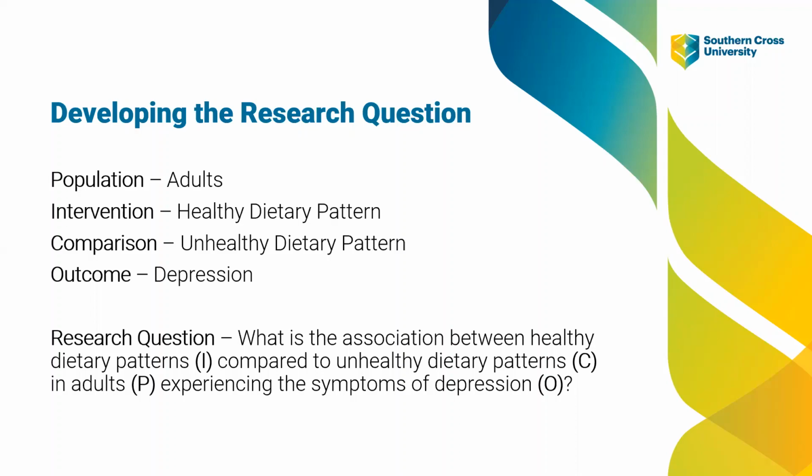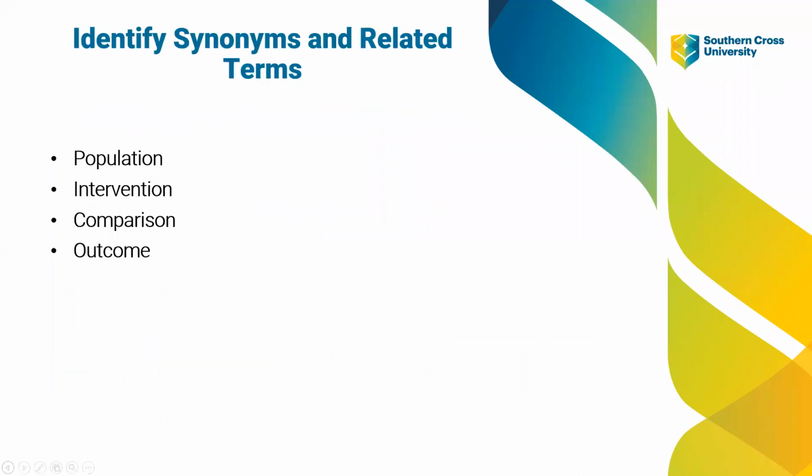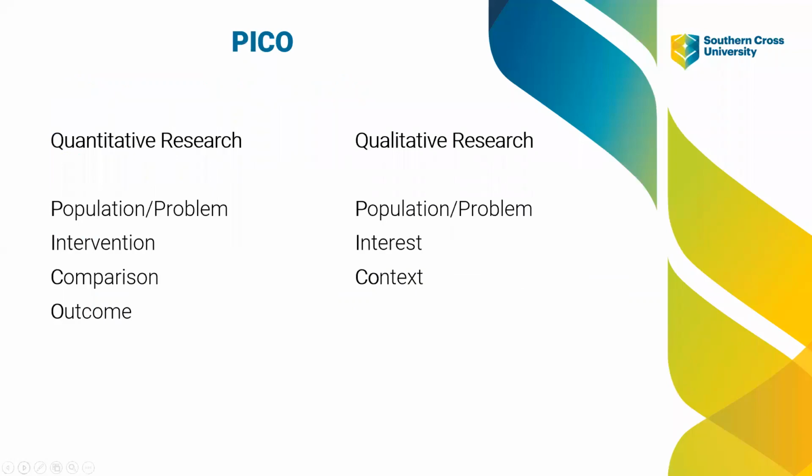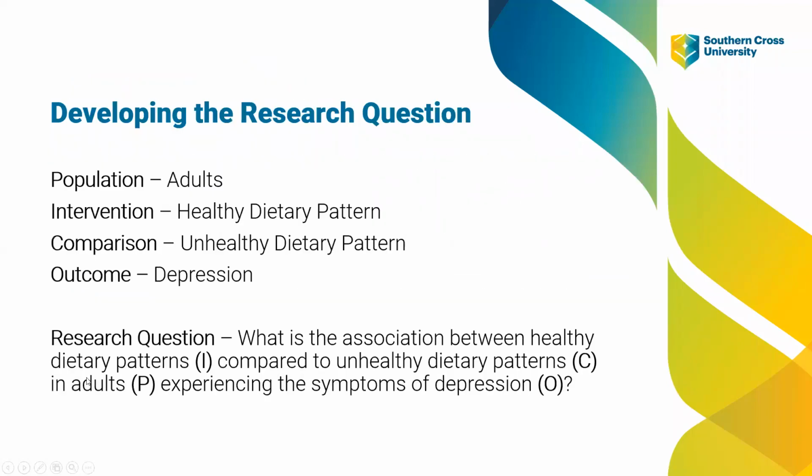So the SPIDER might actually be better for you, which is the sample, phenomenon of interest, design, evaluation, and research type, or setting, perspective, intervention, comparison, evaluation. Now, what we're trying to do with the PICO itself is simplify and create keywords for you to do your database search. Yeah. So your population is teachers in Australian, what was it?